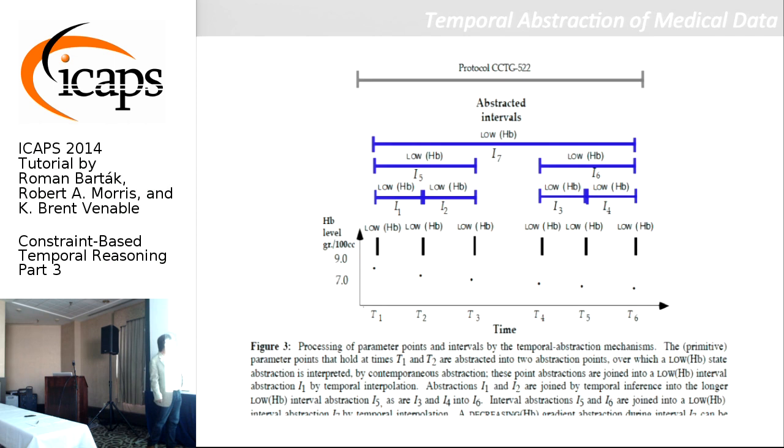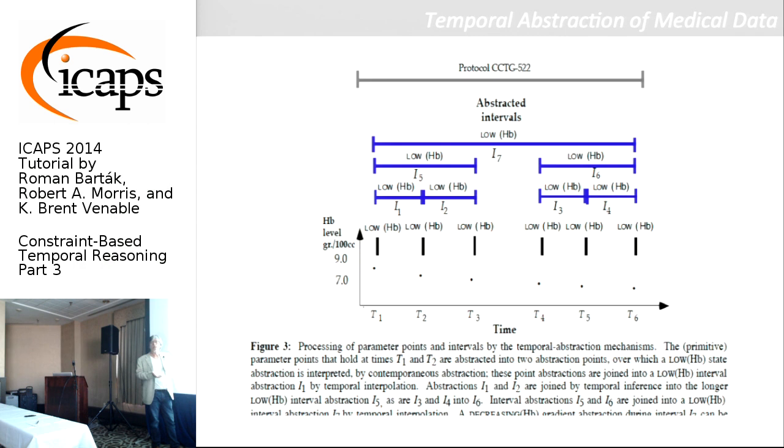And then there are processes of abstracting these events into intervals. So you might do some interpolation, for example. You might interpolate from the fact that this whole range of tests resulted in low hemoglobin, that the patient had low hemoglobin for the duration of that interval. So you abstract from data into intervals.